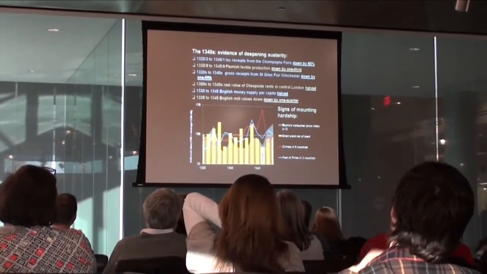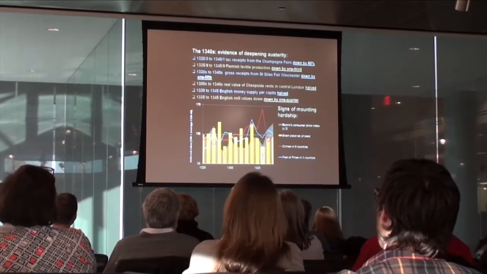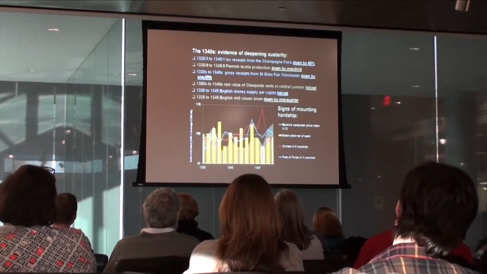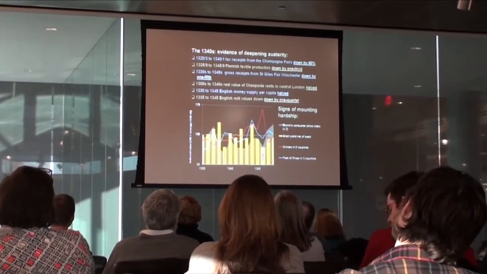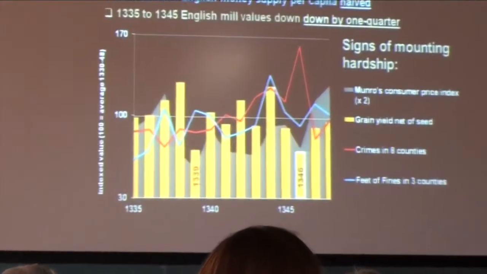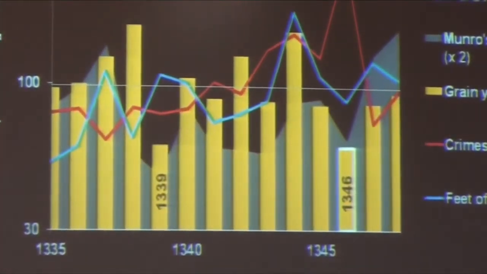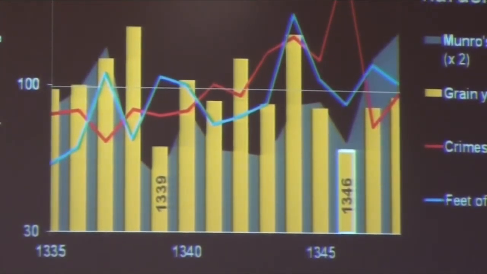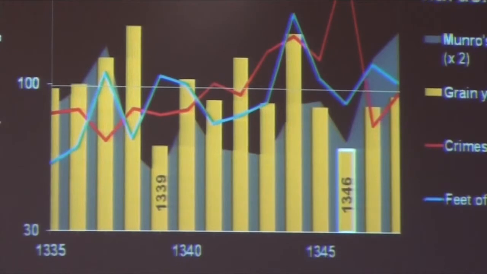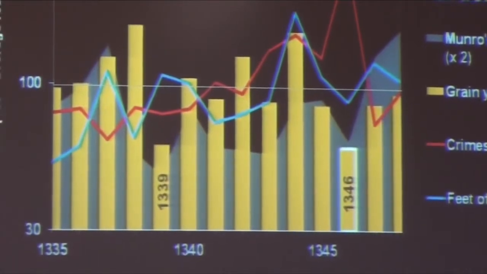The 1340s sees only 1 or 2 above average harvests, rather more below average harvests. That's these yellow spikes, and 2 very bad harvest failures. One in 1339, and one, oh look, it's 1346 again that year. So the year of the English invasion of heavy tax demands is also a year of serious harvest failure.